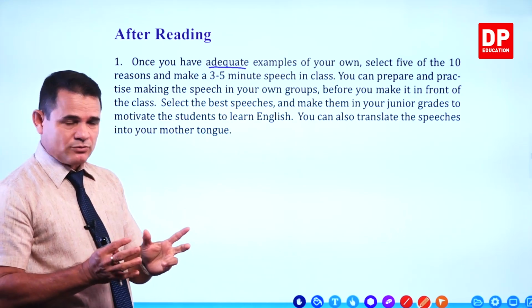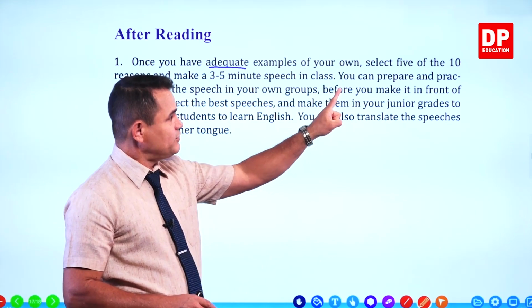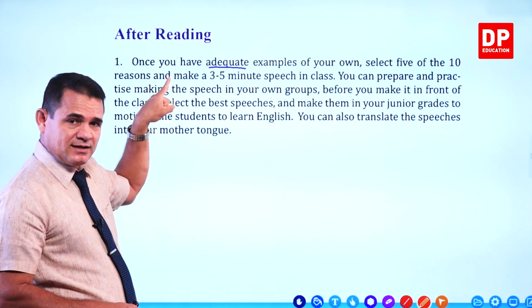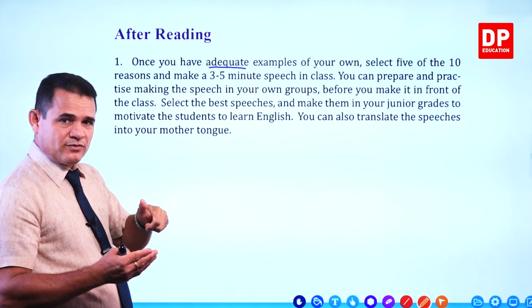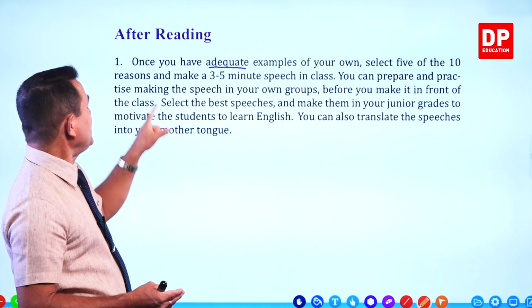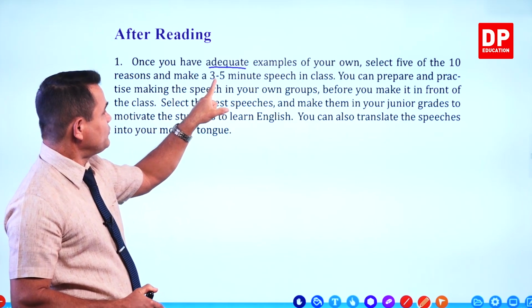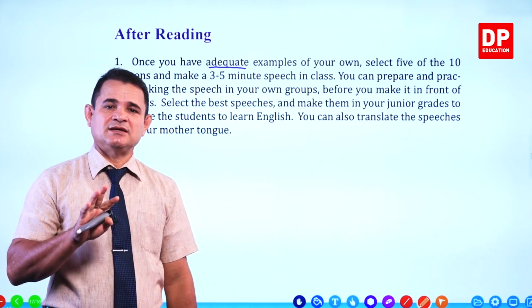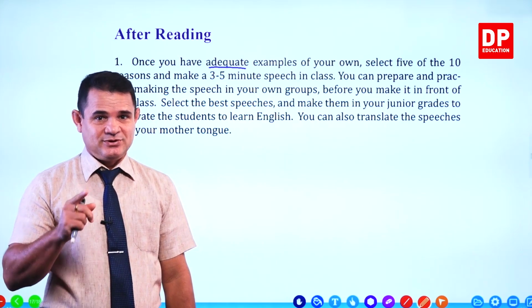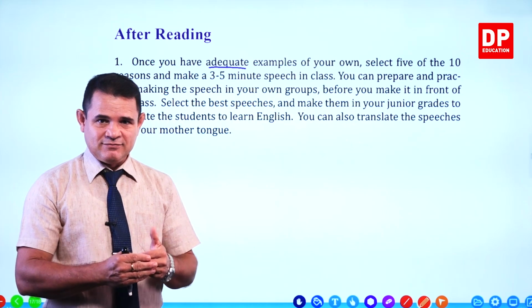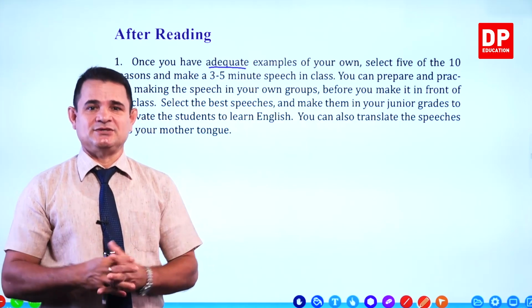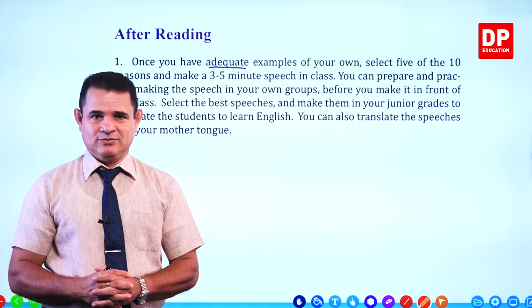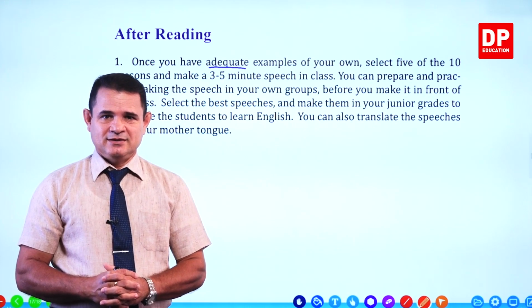So ප්‍රමාණවත් කරුණු එකතු වුණාම select 5 of the 10 reasons. Reasons අපි 10ක් ඉගෙන ගත්තේ. Even select 5. පහක් තෝරගෙන and make a 3 to 5 minute speech in class. විනාඩි 3ත් 5ත් අතර කතාවක්. I told you earlier also. So the same facts you can deliver a speech. ඒ කරුණු ටිකම අරන් ඔයාට ස්පීච් එකක් කතාවක් පවත්වන්න පුළුවන්. Right? So the same facts.